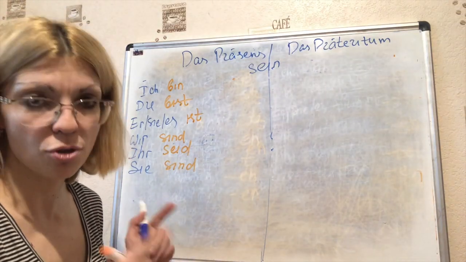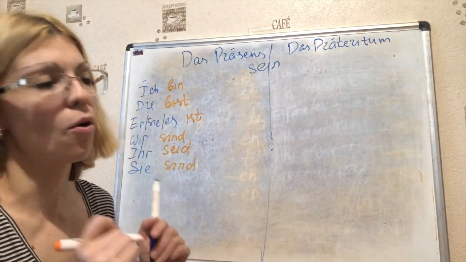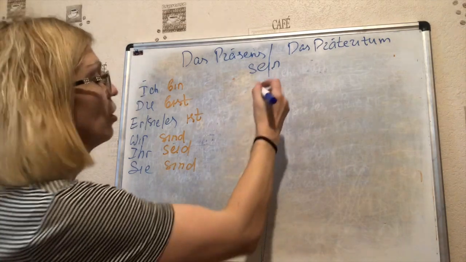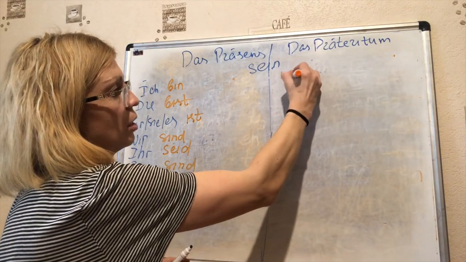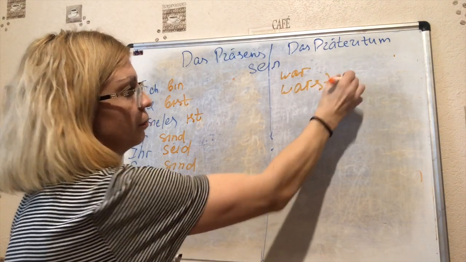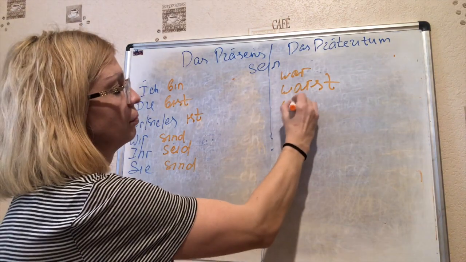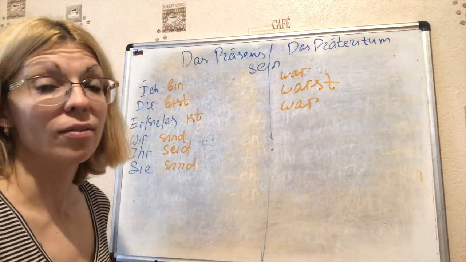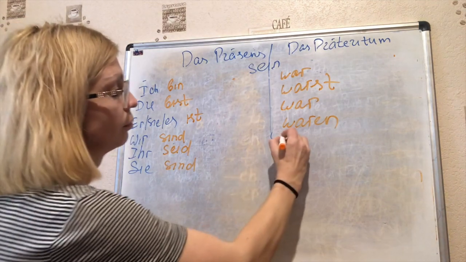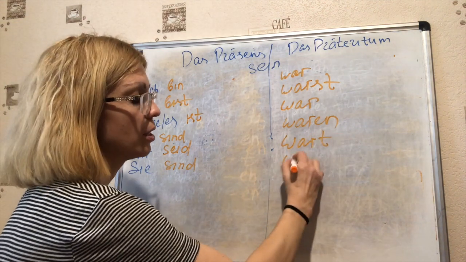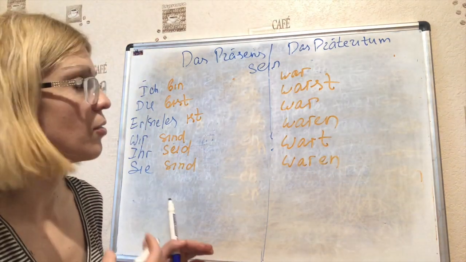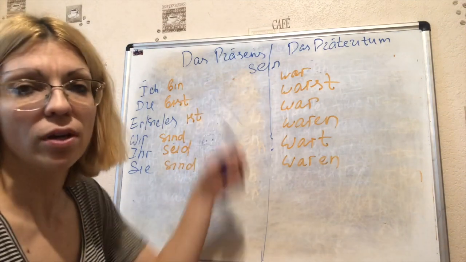Okay, and now we're going to conjugate it in the past tense. Once again, it's almost a regular verb. That is why you just learn the conjugation of the verb sein. Okay, ich war, du warst, er, sie, es war. Okay, wir waren. Ihr wart. And the last one, sie waren. Well, I think it's for sure that there is no rule for the conjugation of the verb sein. That is why you have to learn it.